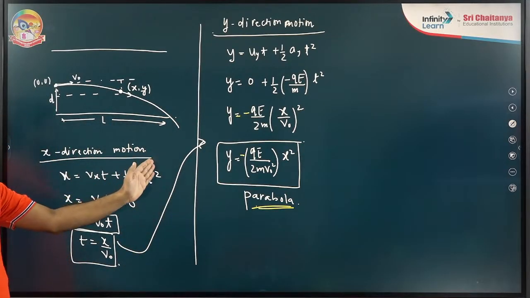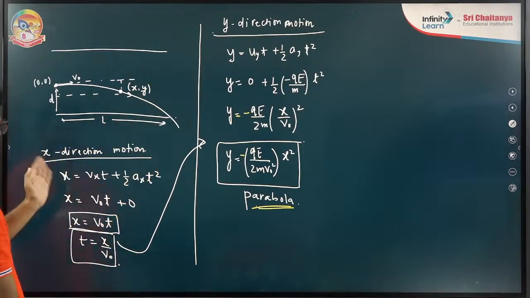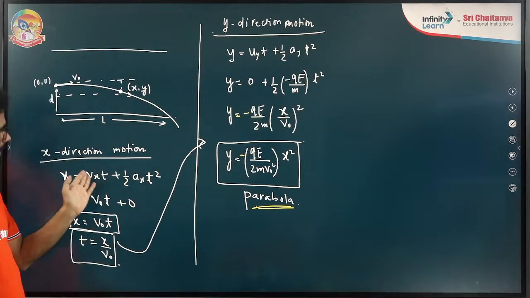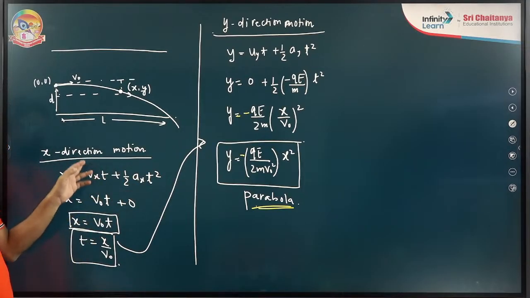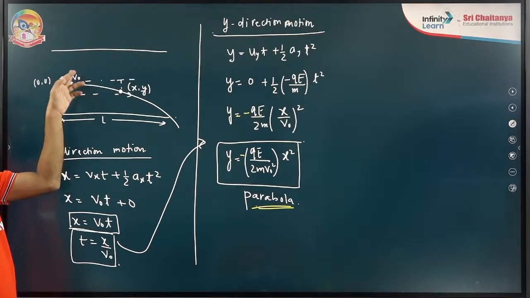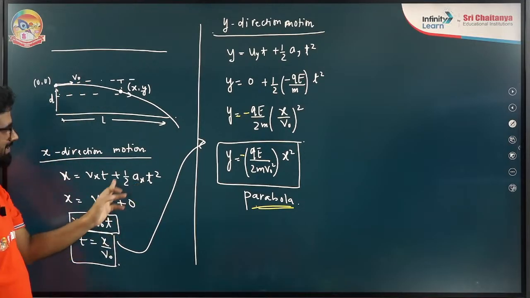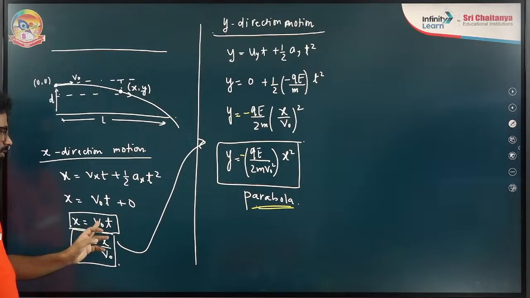You have to write x direction motion, then y direction motion. X direction motion: x equals Vxt plus half axt square. Vx is the initial velocity, that is equal to v naught, and acceleration is 0. So x equals v naught into t, or we can say t equals x by v naught.